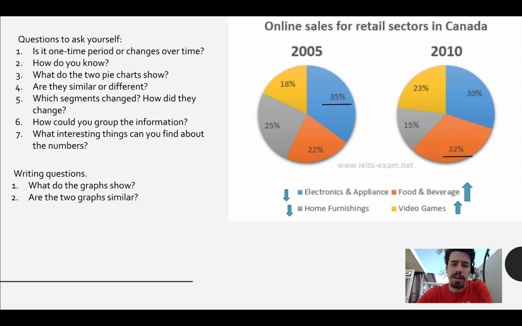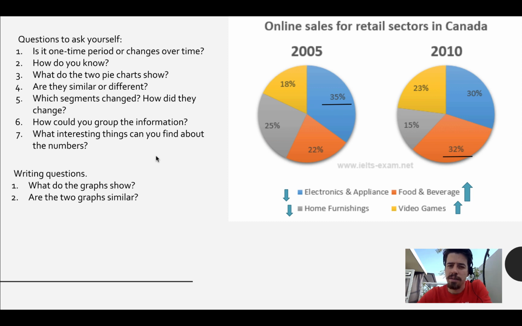The way I would recommend organizing this is, for the sectors which increased in market share, for example food and beverage and video games, I can just look at my arrows down here and put them in one paragraph in the main body. In the second paragraph in the main body, I would have which sectors decreased. So that is how I suggest you organize it.